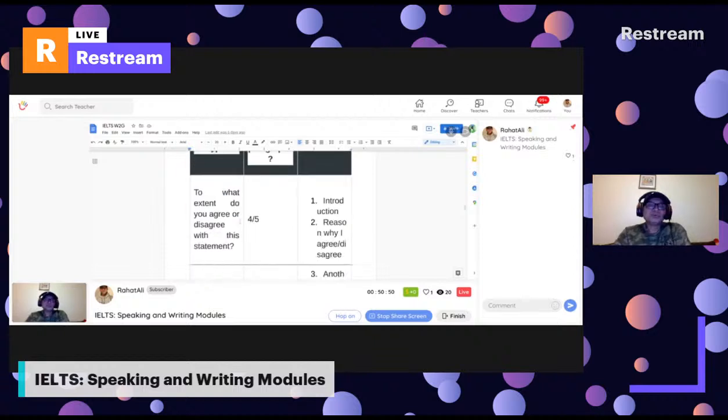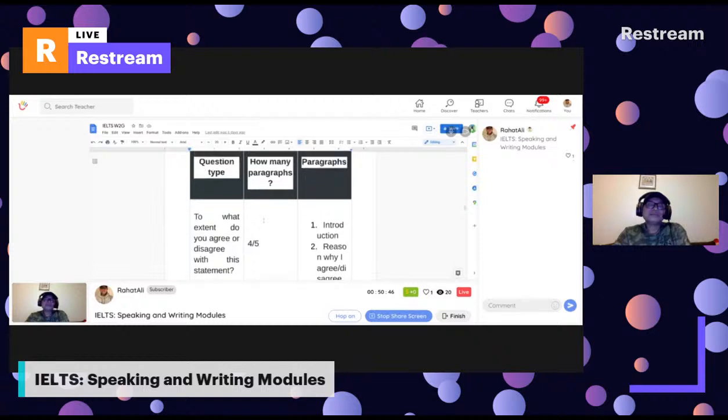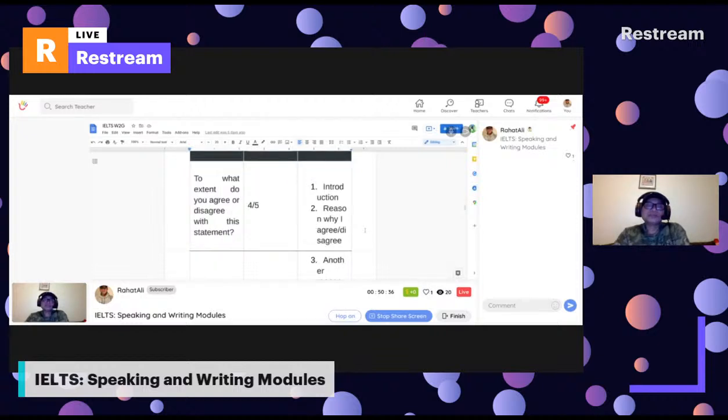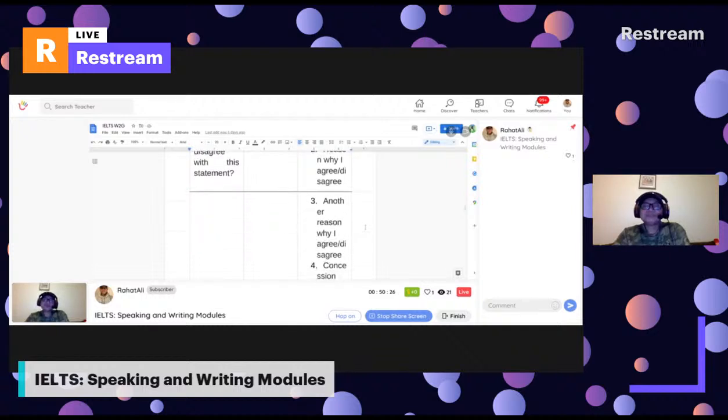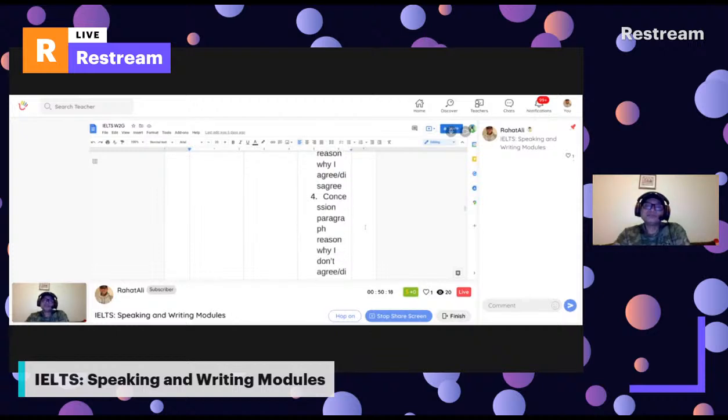So question type 2, to what extent do you agree or disagree with this statement? If you find this type of question, it should generally be 4 or 5 paragraphs. And what would be the paragraphs? Number 1, introduction. Number 2, reason why you agree or disagree. You can see that you do not write both of them. Either you agree or disagree. Number 3, another reason why you agree or disagree. Then a concession paragraph, reason why I don't agree. Then conclusion.